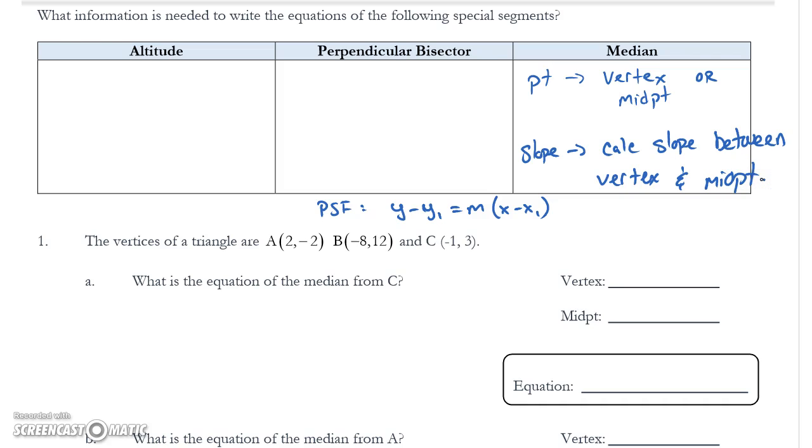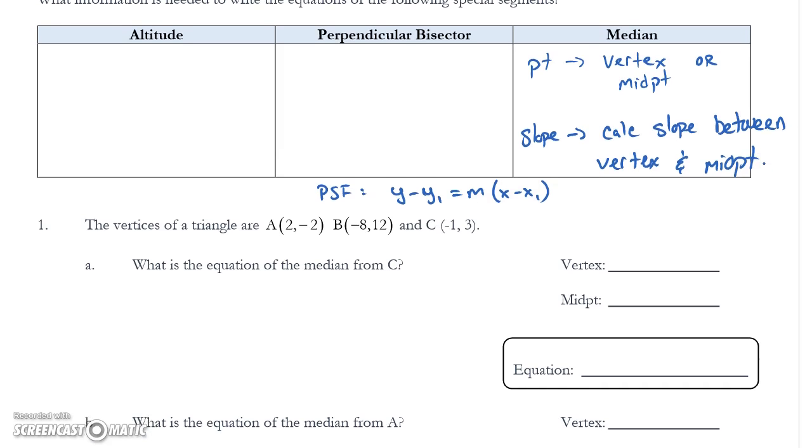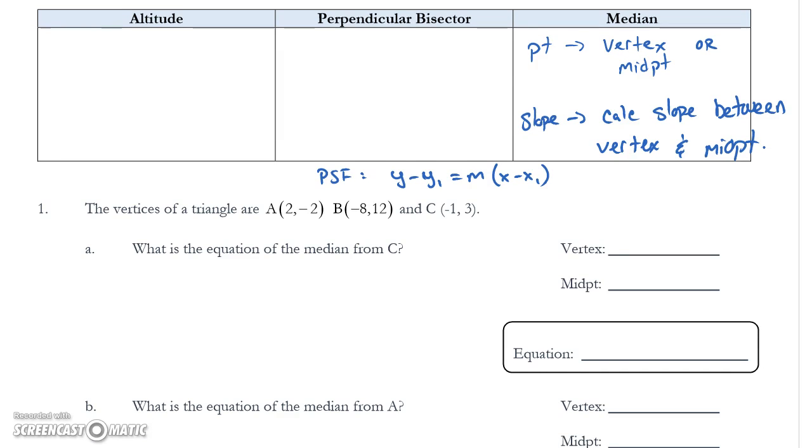Let's take a look at an example. If we look at this first example here, example 1, it says to find the equation of the median from point C. Okay. Remember, I need a vertex and a midpoint. Well, since it says the median from point C, C is my vertex. So I know that point C is located at -1, 3. That's the vertex I'm using.